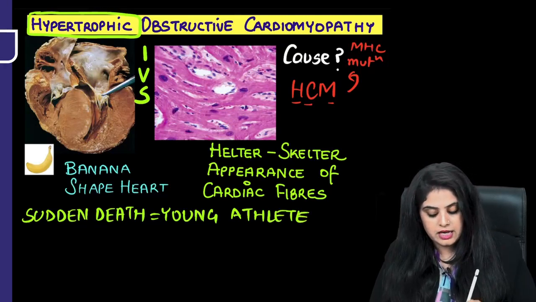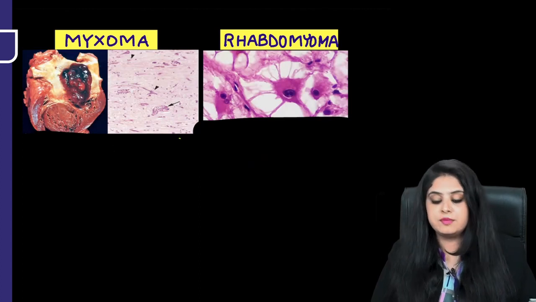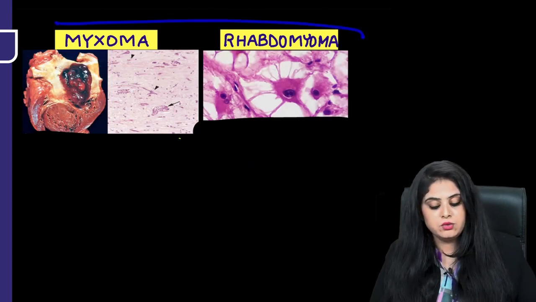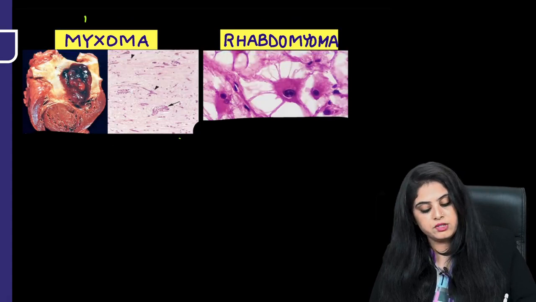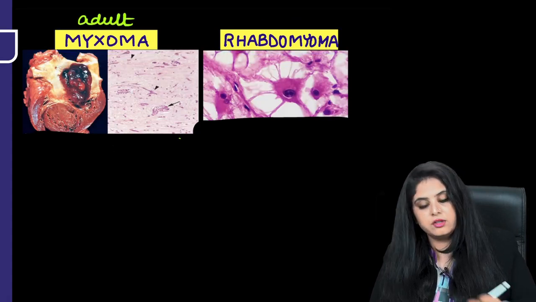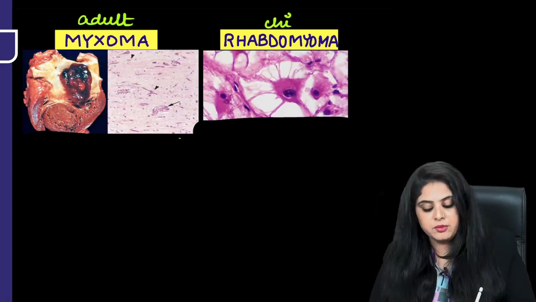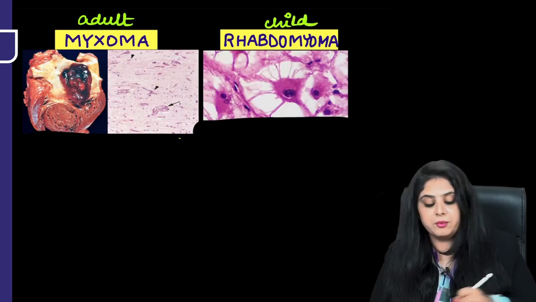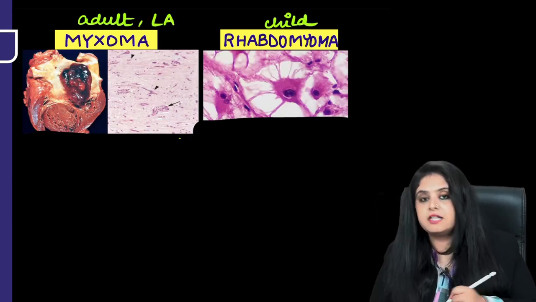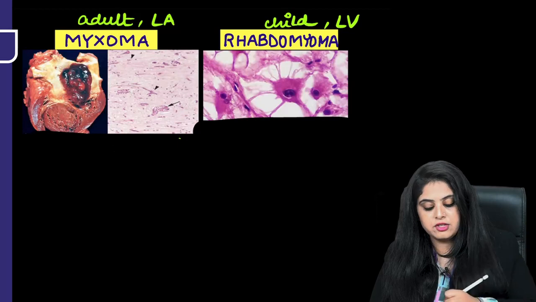Coming to the cardiac tumors, which finishes off this chapter for us. Please note, the only 2 cardiac tumors which are very important: the most common in adults is going to be myxoma, and the most common in children is going to be rhabdomyoma. The one that is occurring in the left atrium, myxoma; left ventricle, rhabdomyoma.